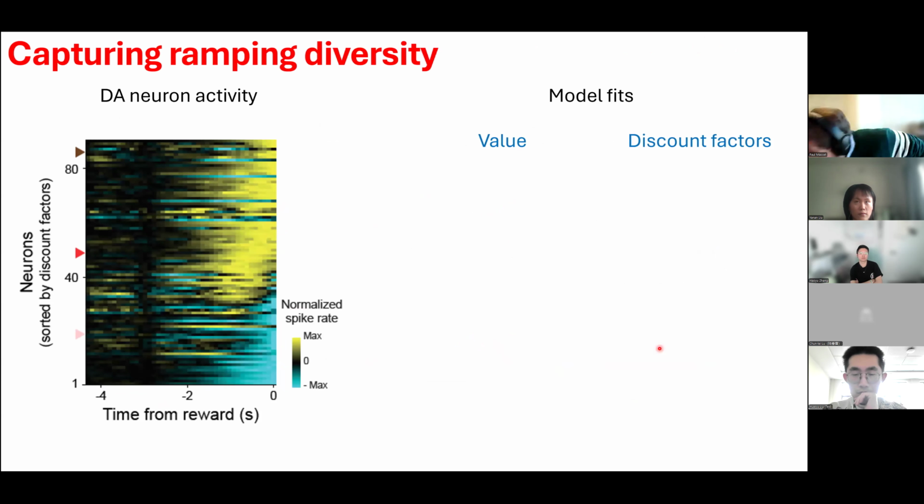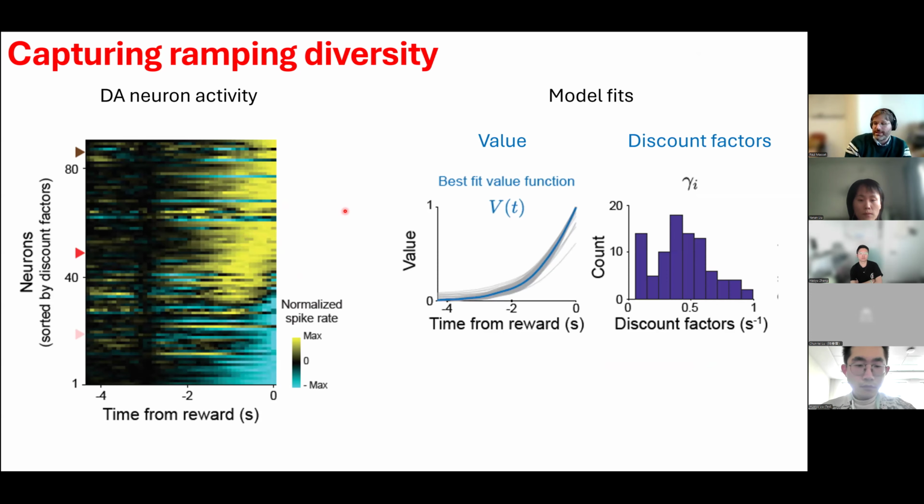And so this is what we did in the analysis. We basically took all our neurons that we had recorded in the task, and we fit them to a common value function, but then each neuron has its own discount factor, right? And so this is what we observe: we get this best fit value function that looks a bit like that cubic value function.